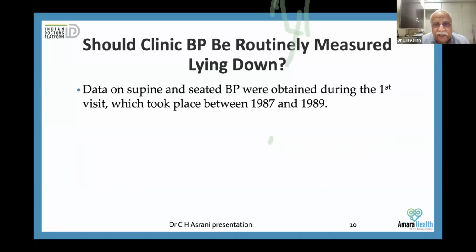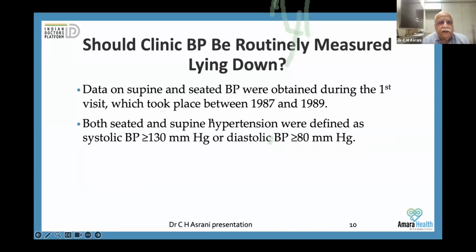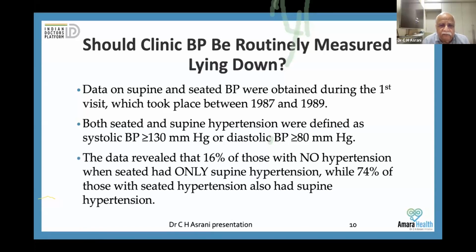Now the data, how this study started: the Atherosclerosis Risk study, in 1987 to 89. Patients who did first consultation were monitored. Both seated and supine hypertension were defined as systolic BP of more than 130 or diastolic more than 80. The data revealed that 16% of those with no hypertension when seated had only supine hypertension.